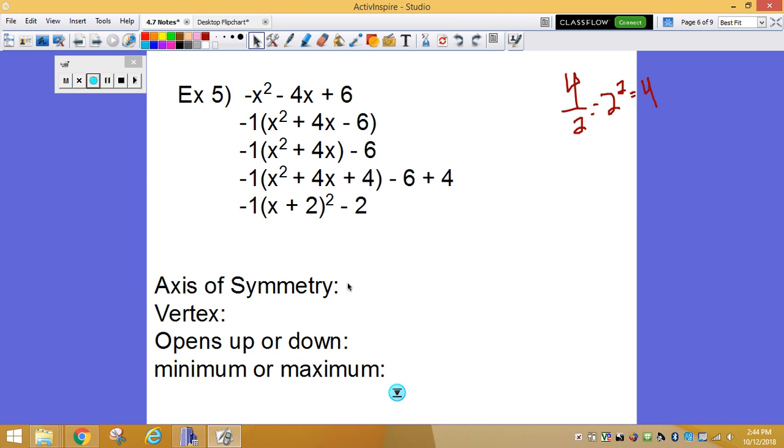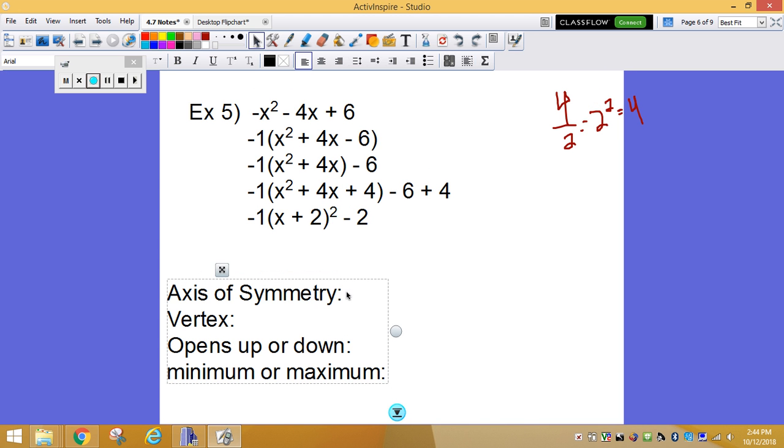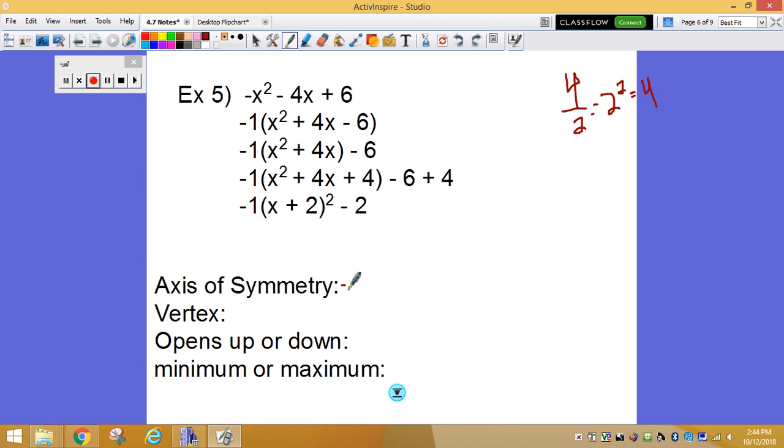So my axis of symmetry is at negative 2. Because remember to turn this into, I'm just going to write it. So my axis of symmetry is negative 2. My vertex is at negative 2, negative 2. Now it changes. Look, this is a negative, which means it's going to open down. And if it opens down, that means it will always be a maximum.